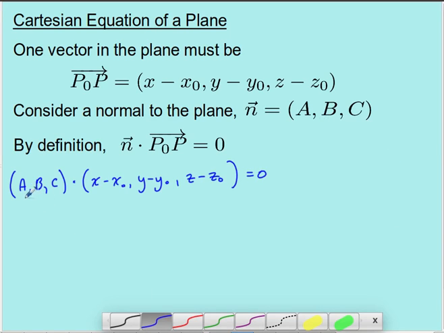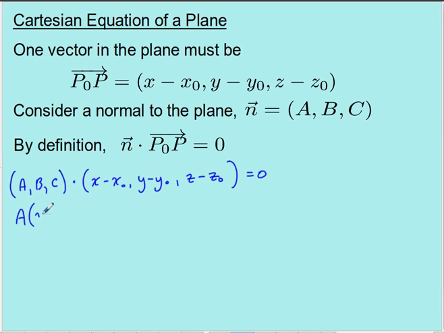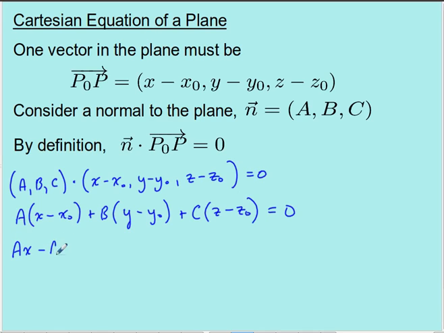And now I go ahead and I apply my rules for dot product. So that means a gets multiplied by x minus x0, plus b multiplied by y minus y0, plus c multiplied by z minus z0, and that's equal to 0. And then that becomes ax minus ax naught plus by minus by naught plus cz minus cz naught is equal to 0.